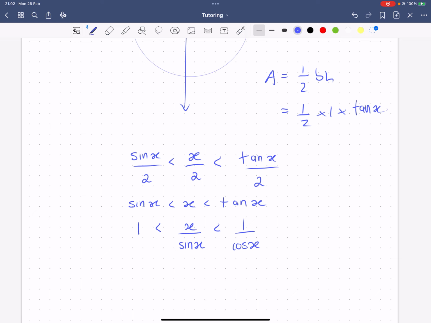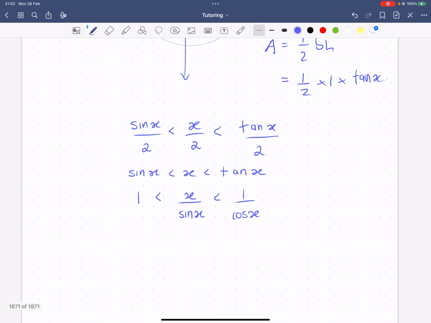We're still not quite, though, where we're after. We want sine of x on x, and from that I'm thinking we need to take the reciprocal of everything. Let's think, though, what happens when I take the reciprocal of an inequality. Let's say 2 is less than 5, which is less than 6. If we take the reciprocal, 1 on 2, 1 on 5, and 1 on 6, well, 1 on 2 is greater than 1/5, and 1/5 is greater than 1/6. So when I take the reciprocal of an inequality, it swaps all of them.